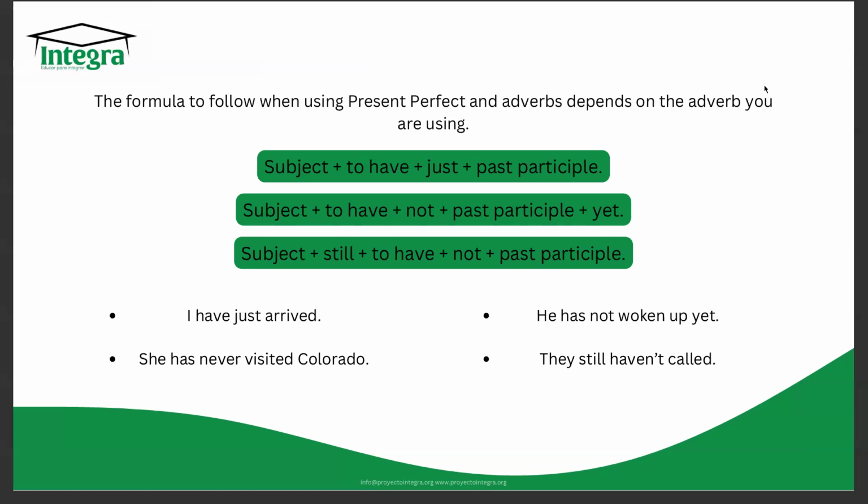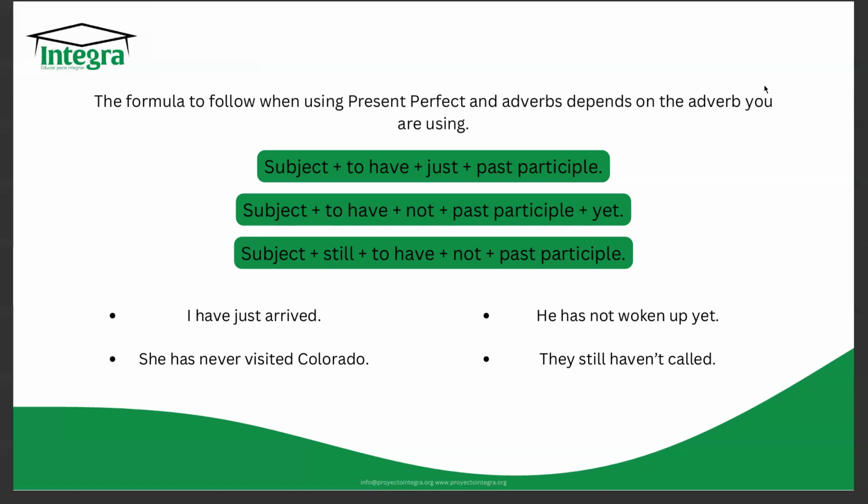For the word yet, this is a little bit different. The yet goes at the very end, right? So it's your normal sentence and yet at the end. So something important about yet is that usually we use this with negative sentences. So for example, subject plus to have plus not plus past participle plus yet. And then we have still. This will go in the middle of the sentence, but the subject goes first. So it's subject, still, to have, not, and the past participle. Again, this one is also usually very commonly used with not.